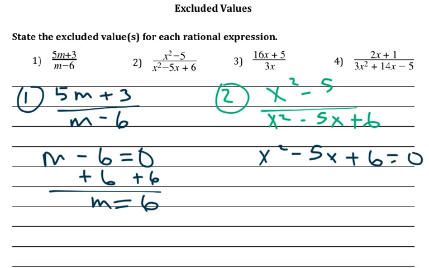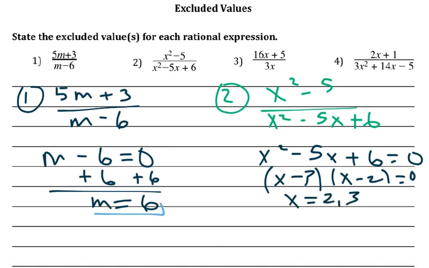When I set this equal to 0, I look at this as a factoring problem. So I'm looking for the factors of 6 that add up to negative 5. And that would be x minus 3, that's a terrible 3, times x minus 2. That 3 is still terrible, but a little bit better. And this tells us that x can either be 2 or 3. And I will end up boxing all of these different excluded values.